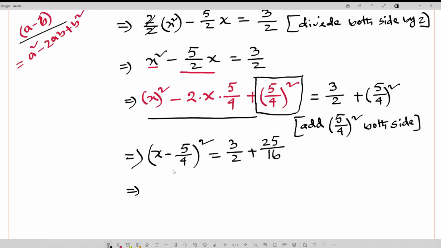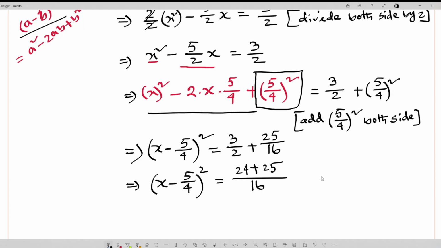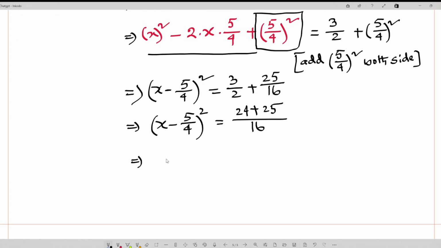Okay, so the left side will be unchanged, 5 by 4 square, and here we can make the LCM. So 16 divided by 2 is 8, times 3 is 24, plus 25. Then x minus 5 divided by 4 whole square equals, here is 49 divided by 16.